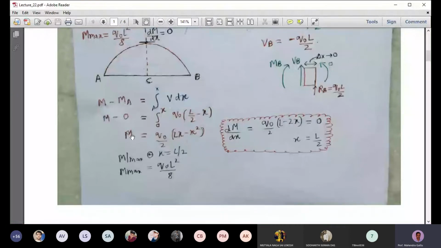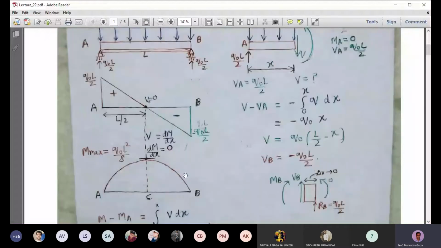We can differentiate this term also, and we get Q naught by 2 times L minus 2x. Again the maximum is at x equal to L by 2, where dM by dx is 0. So again that corresponds to the center. Yeah, this is a very straightforward example.